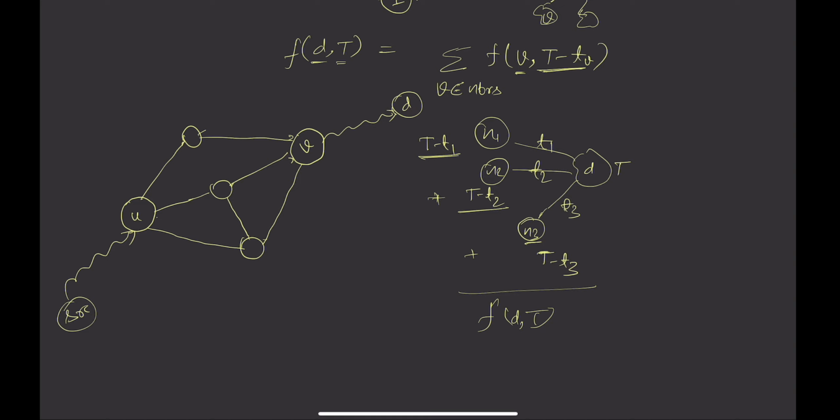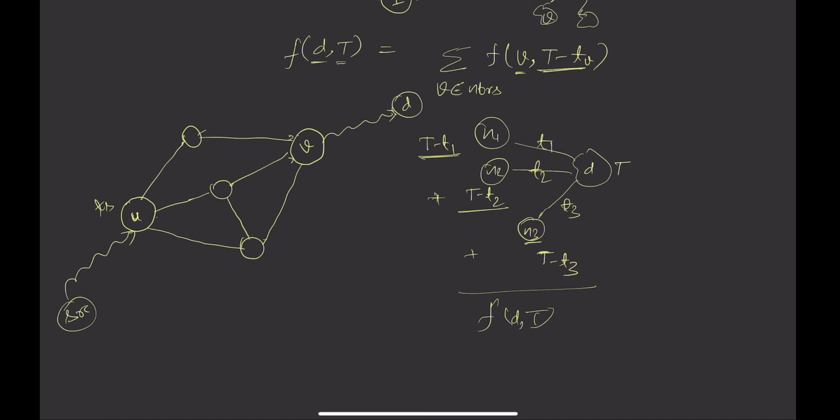Now, if I reached u, I know the time to reach u is ts. So the time to reach u from the source is, let's say, ts. I can always get that from Dijkstra. The shortest amount of time to reach u is ts from the source.